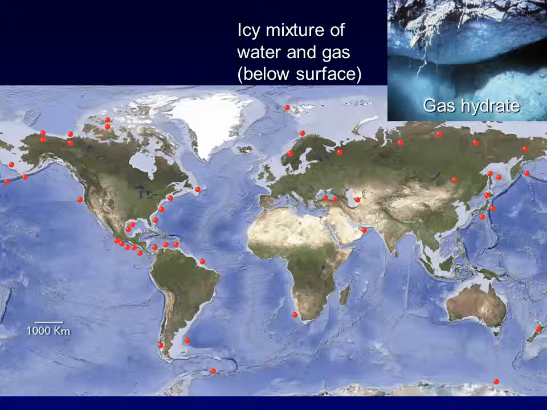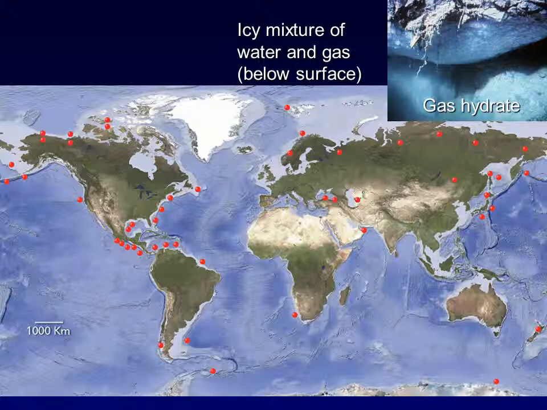So if all of this gas hydrate were to melt and be released into the atmosphere, it would rapidly change our atmosphere to much higher methane content in the air and therefore much warmer temperatures because it is a greenhouse gas.